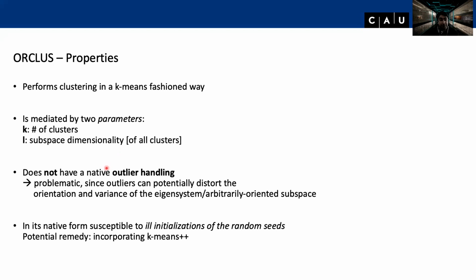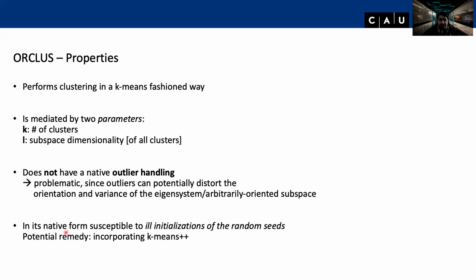And one issue, similar to local PCA, is that it does not have native outlier handling. You could extend it, and there is also a paper proposing how to introduce outlier handling. However, in its native form, it does not have it. This is problematic since, as we had in local PCA, outliers can potentially distort the orientation, the variance of the eigensystems, and also the translation.